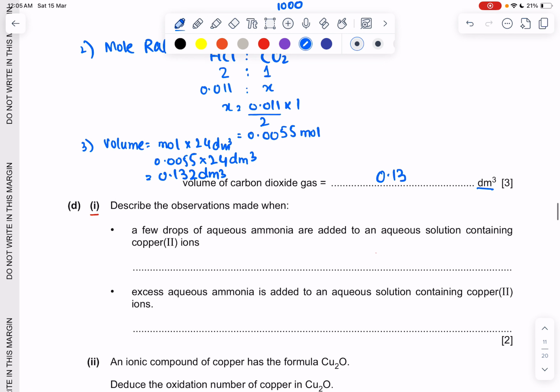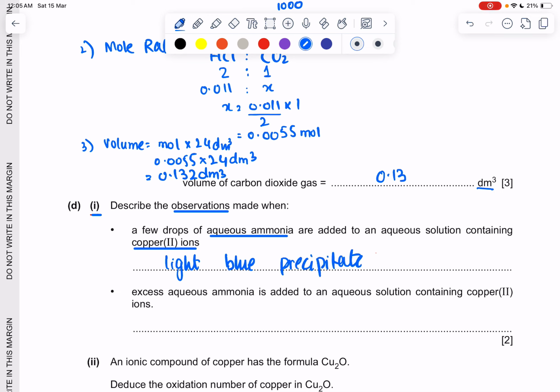Okay, now the next is D part 1. Describe the observations made when a few drops of aqueous ammonia are added to an aqueous solution containing copper 2 ions. So this is actually the cation test. We have two chemicals that we use to identify the cations. One is sodium hydroxide and the other is ammonia. Here the examiner is asking about the aqueous ammonia. So whenever we add aqueous ammonia to copper 2 solutions, it gives a light blue precipitate.